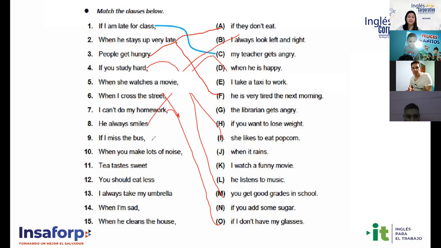If I miss the bus, I take a taxi to work. Okay. When you make lots of noise in the library, I get angry. Okay. Tea tastes sweet. You need to add some sugar. If you add some sugar, you should eat less when it rains. No, you should eat less. Ay, como umbrella estaba viendo, teacher. Listen, Mr. Cañeyes, listen.